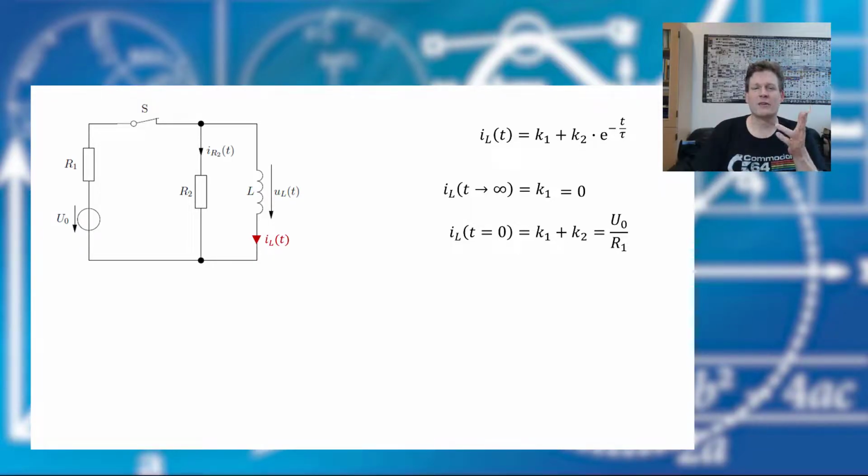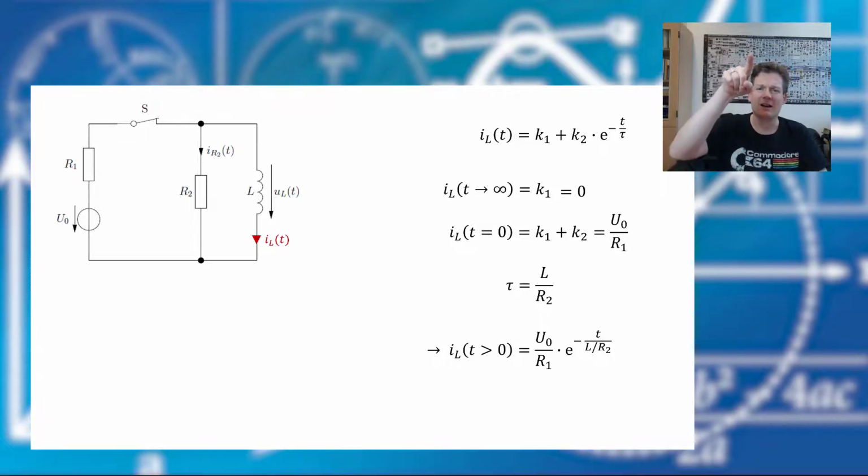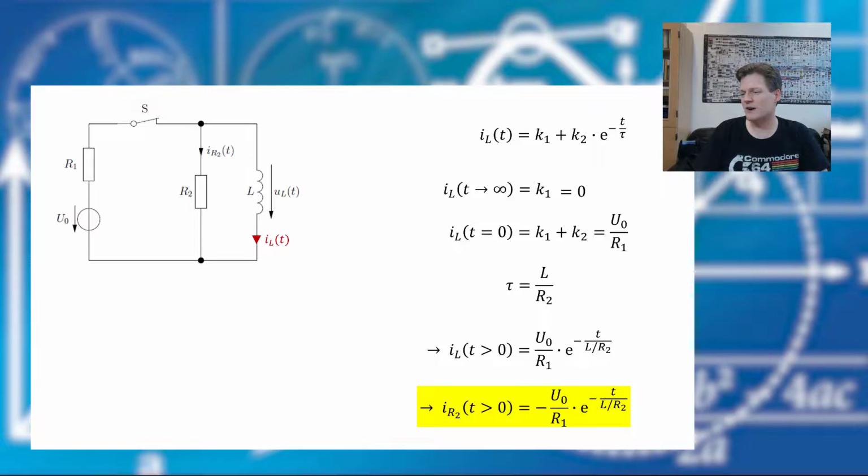Now we have everything. The slide before we already found tau, it was this here, and therefore we have the time function for our current in the inductor. But wait, we were asked for the current in the resistor. Have a look, it's the same current, it just flows in the other direction, and therefore IR2 is oriented in the other direction, so it's just the negative current here.